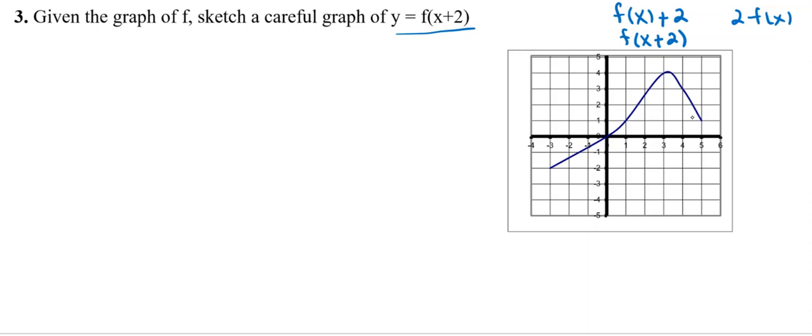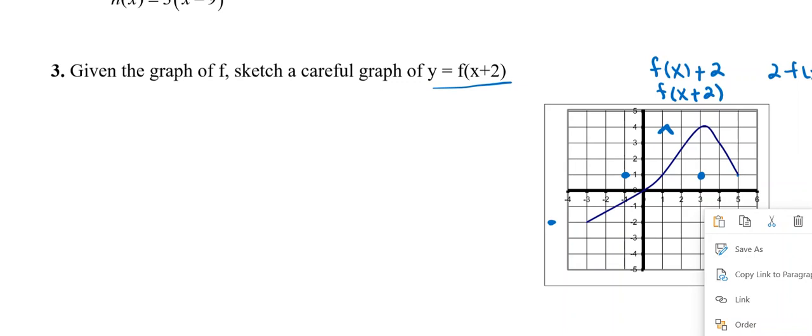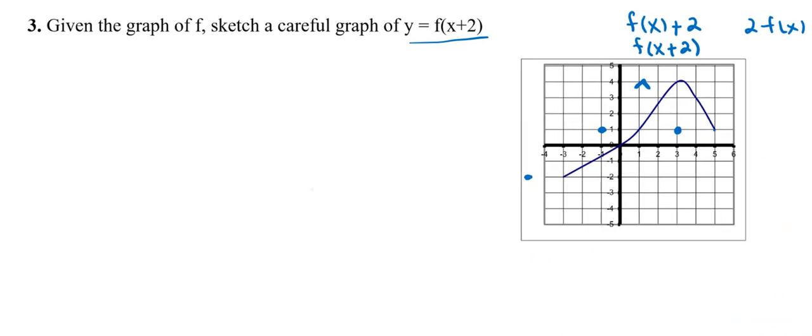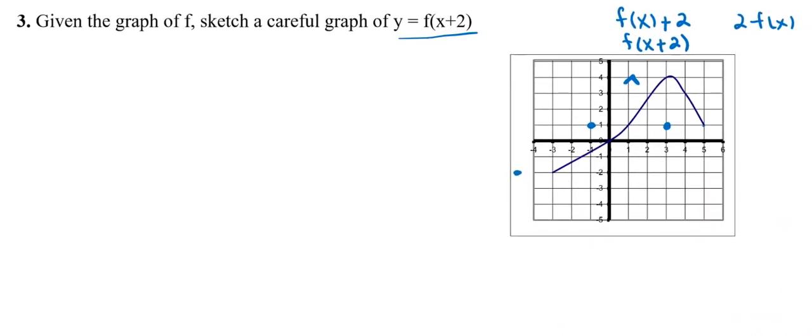So pick some key points. This point over here is going to go here. This point is going to go here. This local maximum looks like it's going to be somewhere over there. And then this one is going to go over here. And I should also do the x and y intercept. In this case, it's the origin that goes over there. And then it's the same shape as your original graph. It just got shifted.